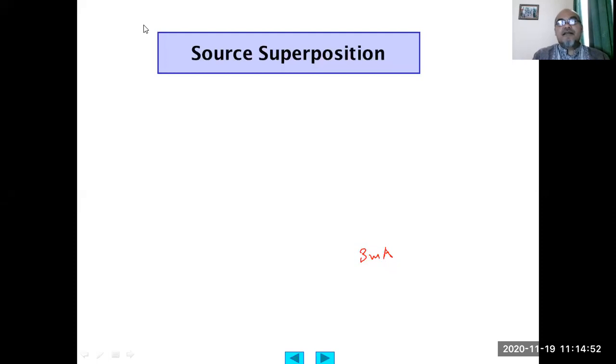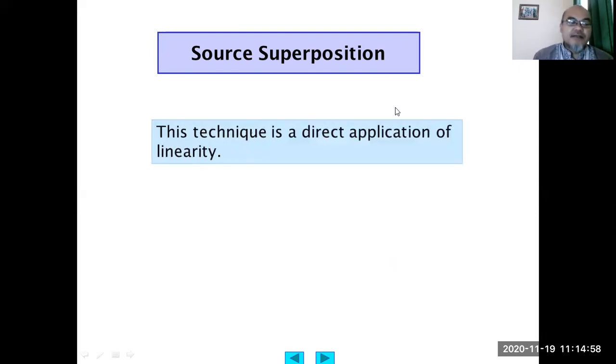Okay, so now we go to what we call source superposition. Source superposition is a direct application of linearity. In the previous chapter, maybe we have learned that when voltage sources are in series, we can add the voltage source values into a single voltage source. Or when we have parallel current sources, we can add the values to make them into a single current source.